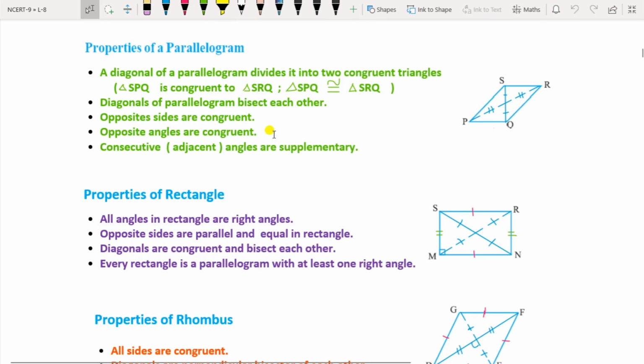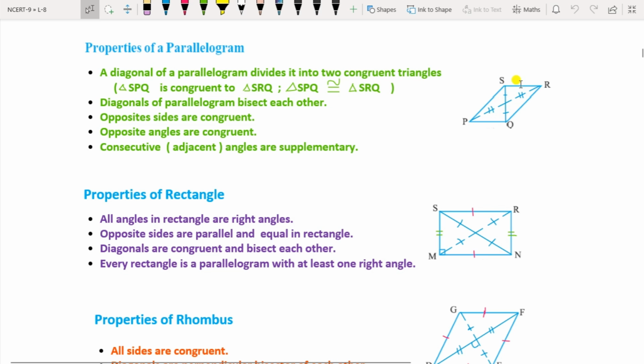First one is the parallelogram. The diagonal of a parallelogram divides it into 2 congruent triangles. Suppose you draw PR in the quadrilateral PQRS, then it will divide the parallelogram into 2 congruent triangles. Or if you draw SQ, then it will divide it into these 2 congruent triangles. Diagonals of a parallelogram bisect each other. They are not of the same length, but they bisect each other, that is, they divide each other into 2 equal halves. This is the midpoint.